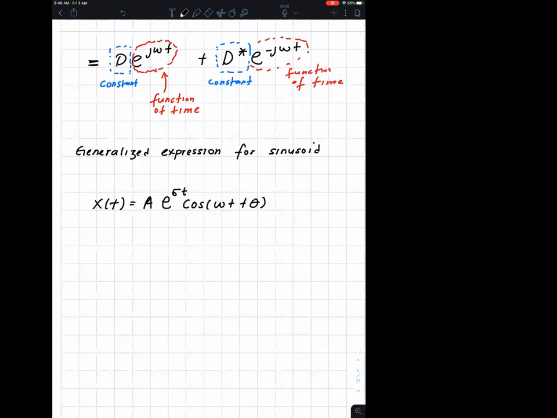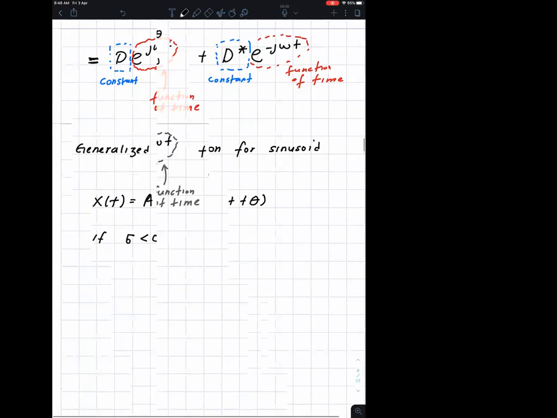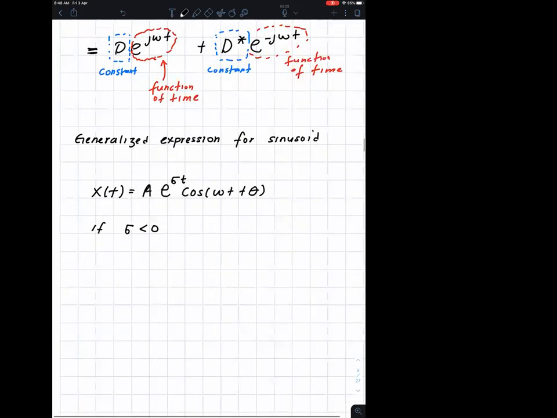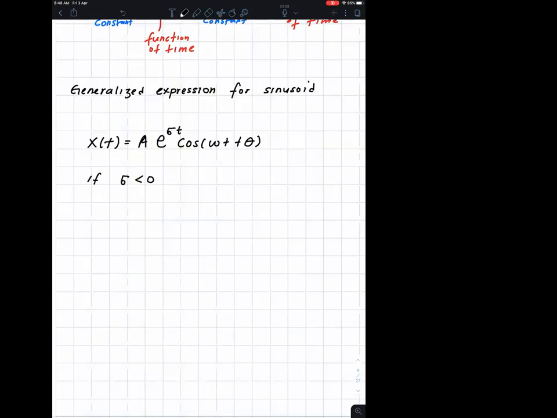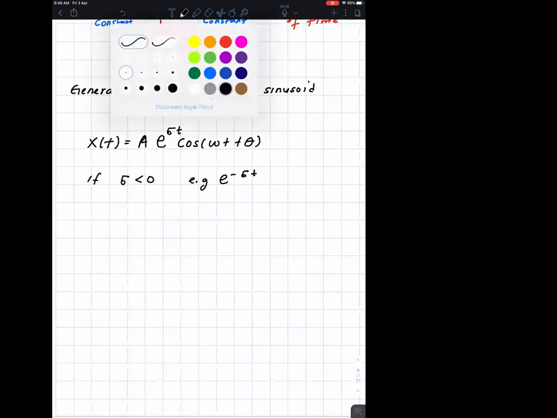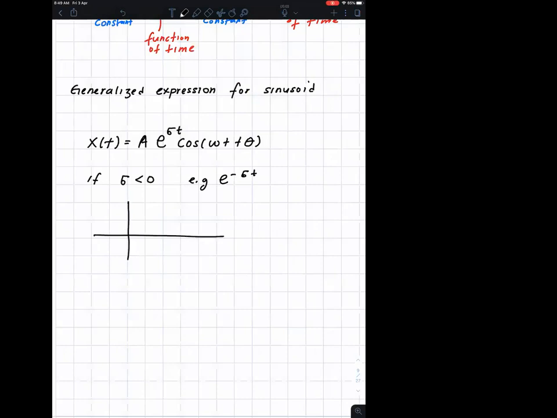So we look at what happens to the sinusoid if sigma is less than 0. If sigma is negative, for example e to the minus sigma t, then you're going to get a decaying sinusoid. Let me just draw it here. It's going to be like decaying, decaying. I don't have clean ends, that's why the sinusoid is not coming out right.